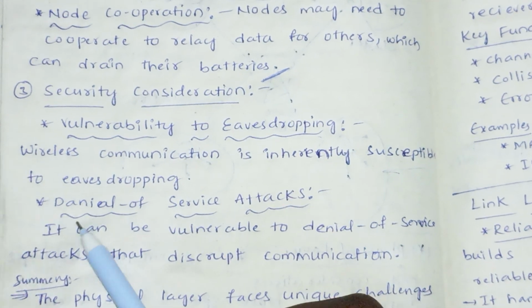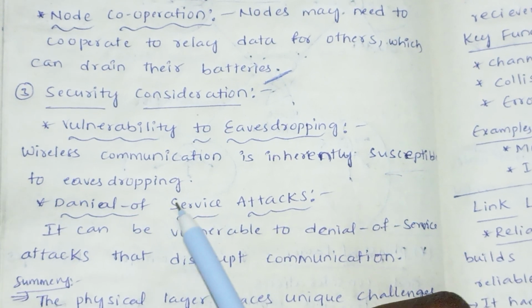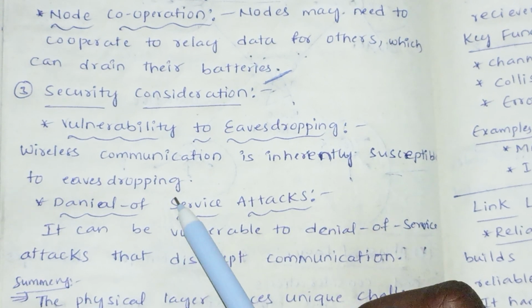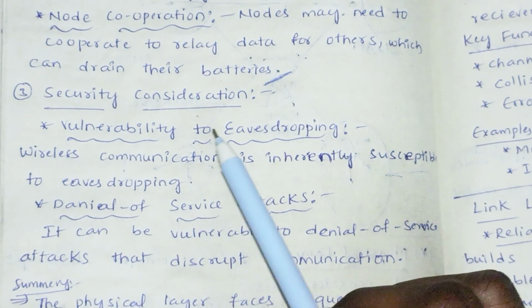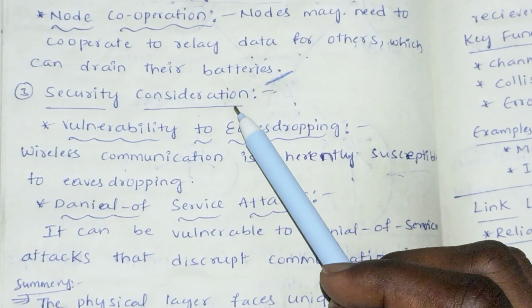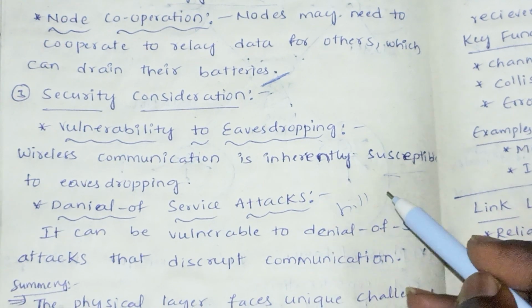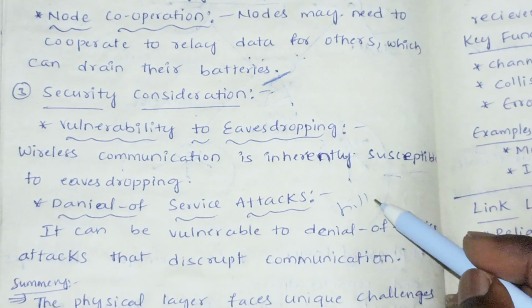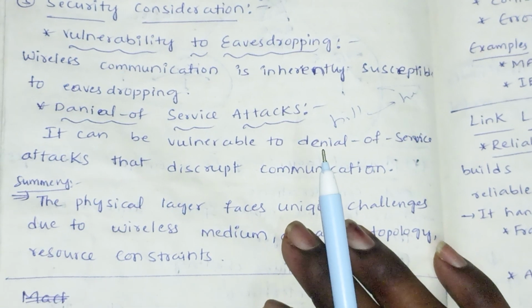Next, denial of service. As I already told, there are hackers present between the sender and receiver. The data can be manipulated or changed in another way. For example, if someone sends hi, it can be changed to hello. That is the denial of service attack in security.